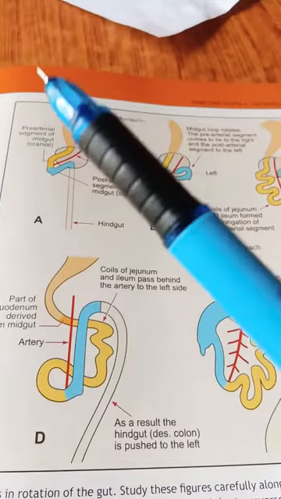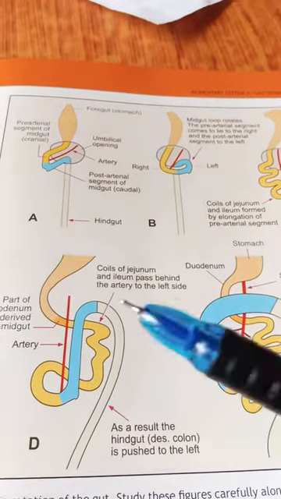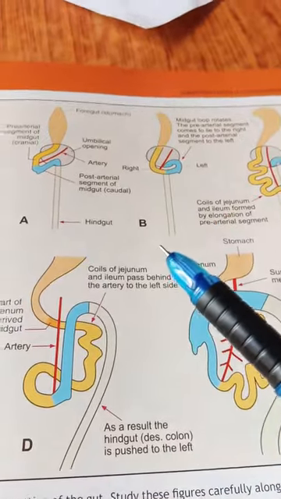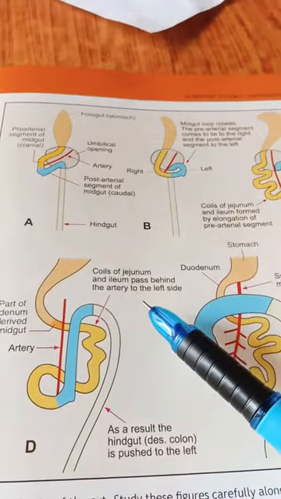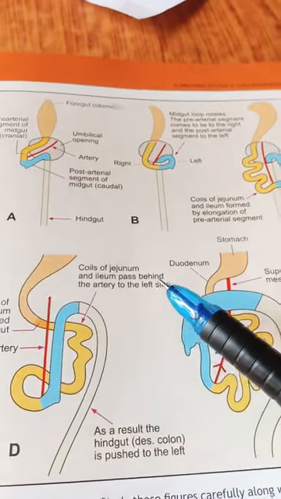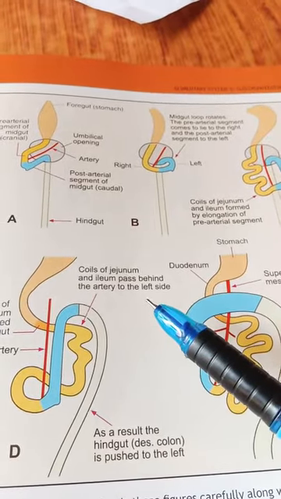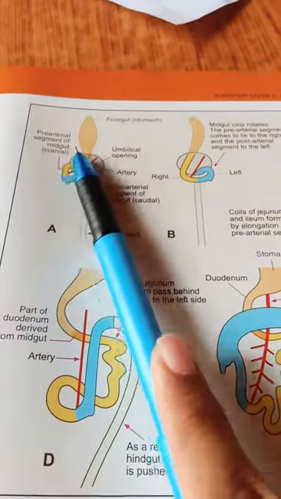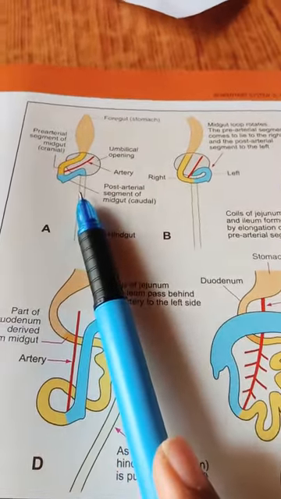So it's time to understand the rotation of the gut. So what is this rotation? In the name you can understand that something is rotating. The midgut loop is present outside the abdominal cavity, as we studied, in the part of the extra-embryonic coelom near the umbilicus. The loop has a pre-arterial proximal and a post-arterial distal segment. So this is the pre-arterial and this is the post-arterial segment, right?